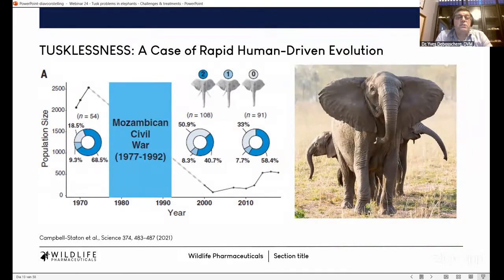If you look at tusklessness, you have to see that if an elephant is tuskless, if you look at the image of this elephant, you see it's a female elephant, but you cannot see an alveolus.